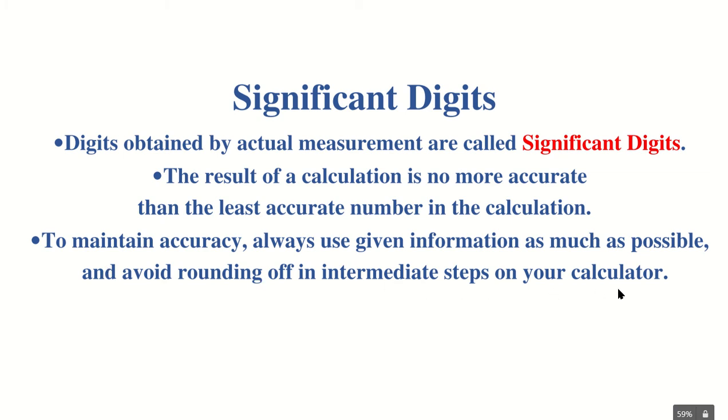To maintain accuracy, always use given information as much as possible and avoid rounding off in intermediate steps on your calculator. So if there's a large calculation to be done with several steps, you don't want to do one part on a calculator, round the answer for that part, and then bring it in and put in another part. What you want to do is try to type in the entire expression, no matter how complex it is, in one fell swoop, because in that way you will minimize the amount of error involved in your calculation.